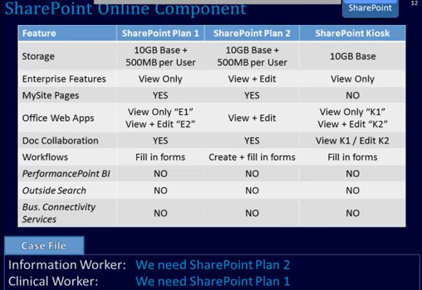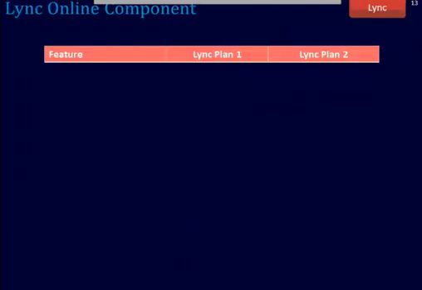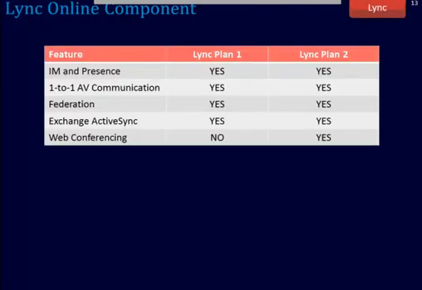All right, so Lync Online is pretty simple because the difference between Plan 1 and Plan 2 is really down to web conferencing. Under Lync Plan 1, it's strictly the IM and presence, one-to-one, point-to-point communication, some federation rights, Exchange ActiveSync. If you want the web conferencing functionality, you can still attend web conferences with Lync Plan 1, but the ability to schedule meetings and conduct online web conferencing is the purview of Lync Plan 2.